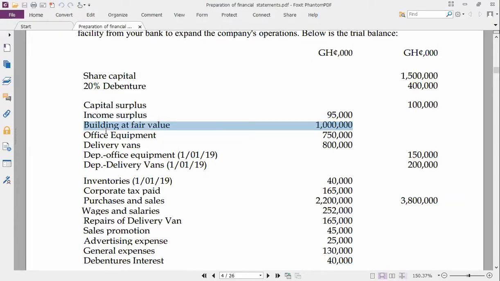Now you are scanning through for two kinds of items: items that you are familiar with, you move on, and then items that you are not familiar with. Office equipment. This is the cost, 750. Delivery van is there. Depreciation of office equipment as at 1st January 2019. That's the accumulated depreciation. Inventory at the start of the year. That means there will be purchases. Purchases and inventory move together. Open inventory, they move together, whether stated or not.